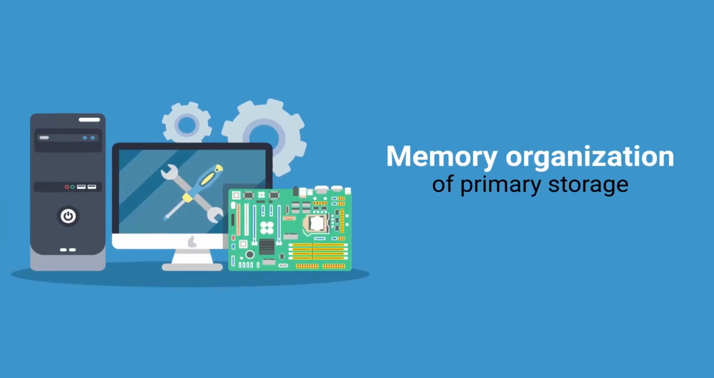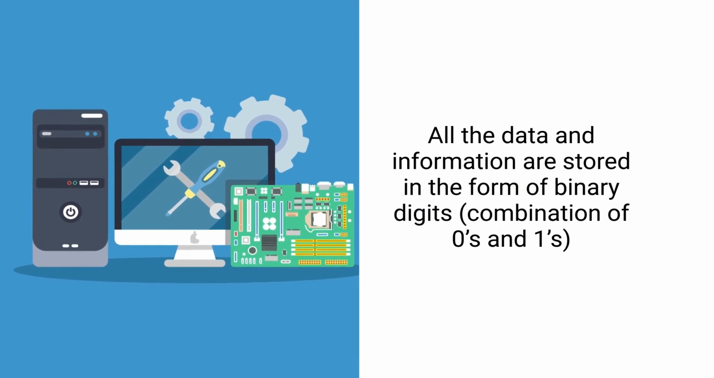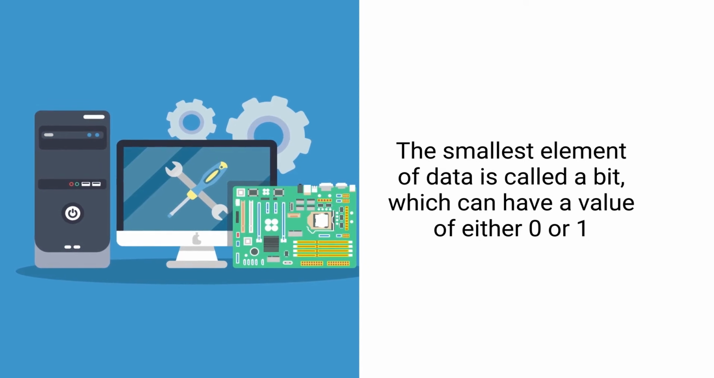Now, if we look at it further, the basis of every computer is the primary or internal storage. Within these storage devices, all the data and information are stored in the form of binary bits, which we refer to as zeros and ones. That is also the smallest element of data, called a bit, which can have a value of 1 or 0.